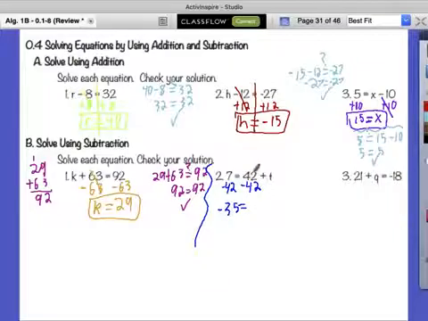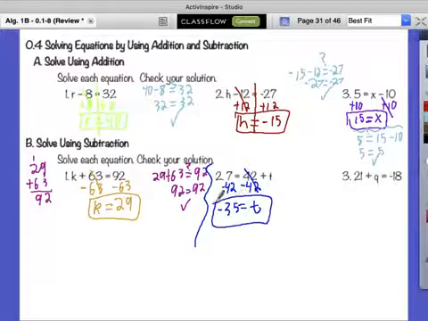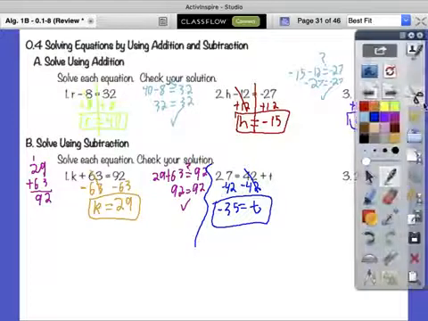42 minus itself is 0, we got rid of it. Now we're left with t. So negative 35 is equal to t. And we're done with that problem. We'll check it though, just in case.